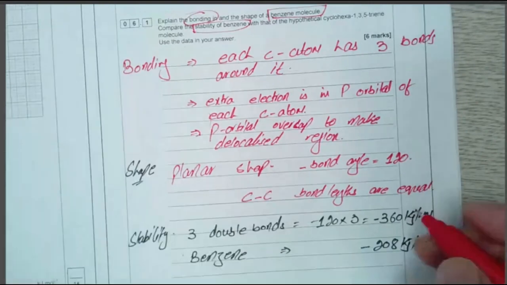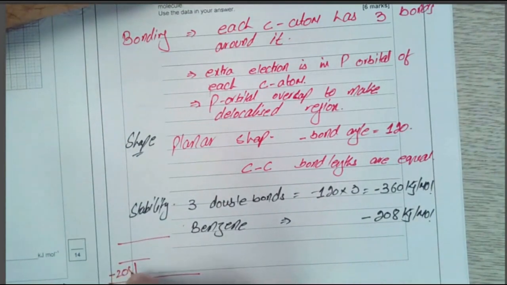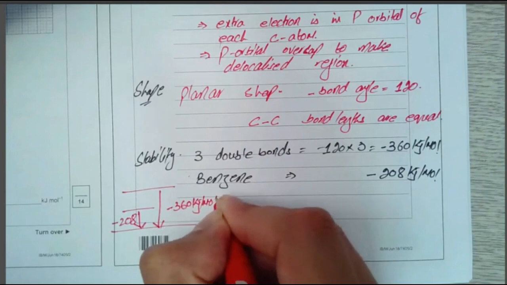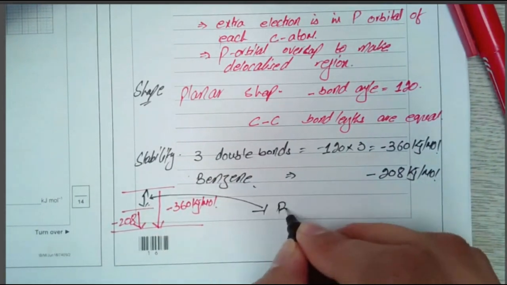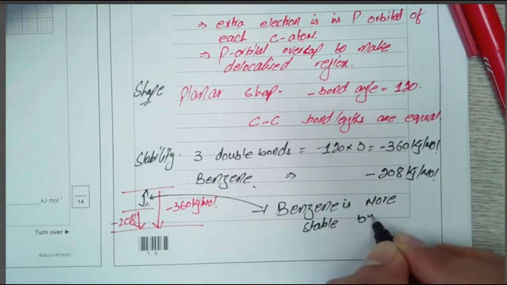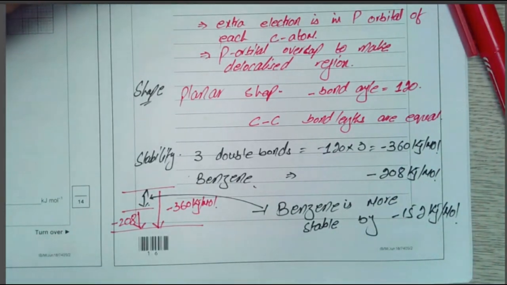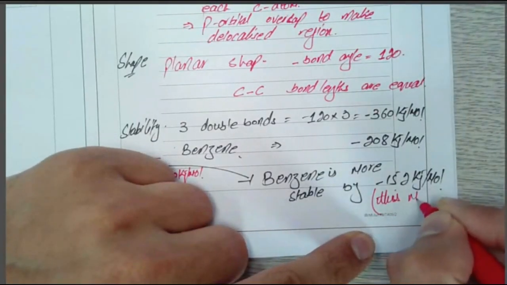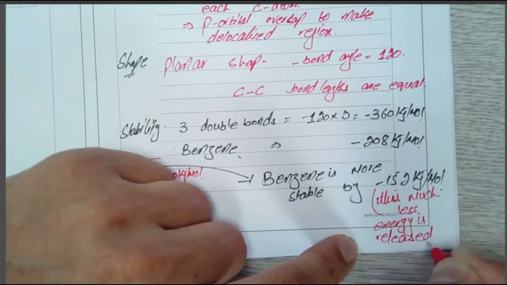Now, if I take the difference, remember I showed it to you on the diagram. So in case of benzene, it gives out minus 208 kilojoules of energy. 3 double bonds will give out minus 360 kilojoules of energy per mole. So which one is more stable by this much amount? How much is this? Benzene is more stable by minus 152 kilojoules per mole. Okay, so you can make a note, this much less energy is released.